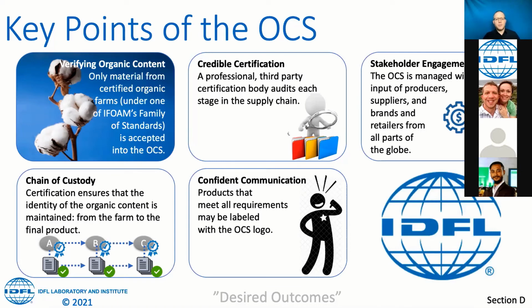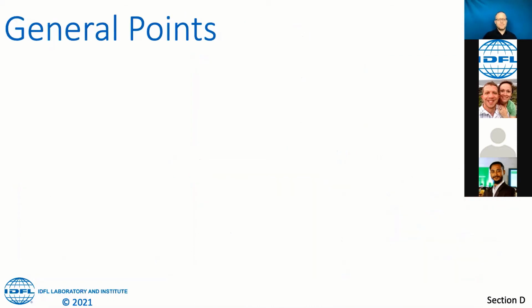Last of all is stakeholder engagement. There has to be buy-in from the very top to the very bottom. The OCS is managed with the input of producers, suppliers, and brands. So if you have any suggestions, you can send them in. There are emails available on the standard, and you can send an email saying that this is a concern, or a problem that causes companies to be out of compliance, or that exceptions may need to be made within the standard itself.